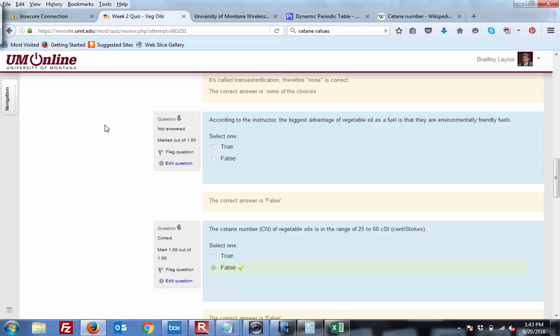So this question is false on two different fronts. Cetane number is not measured in centistokes. That's what viscosity is measured in. And the range, I'm looking at linseed oil, and it's 27.6. So the range is actually not that far off. The low end is lower than the lowest value on 2.4, and the high end is higher. But the thing that's wrong is that the cetane number is not measured in centistokes. All right, I think we're caught up on week 2.